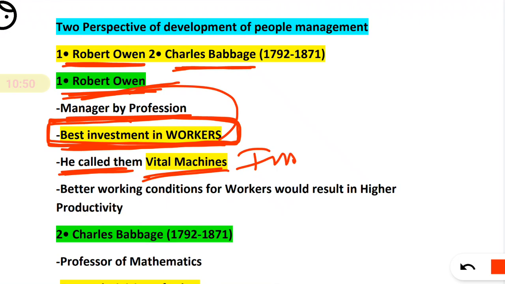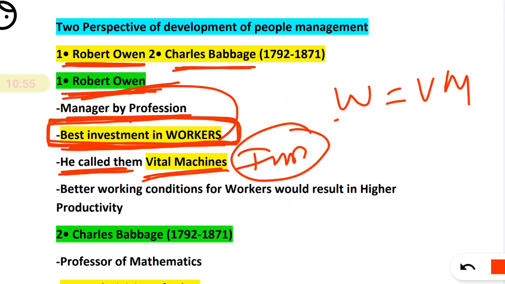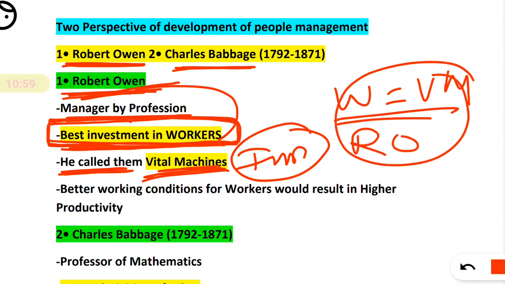So it is very, very important. Who said the workers are the vital machines? According to Robert Owen, workers are the vital machines. Next, better working conditions for the worker would result in higher productivity.